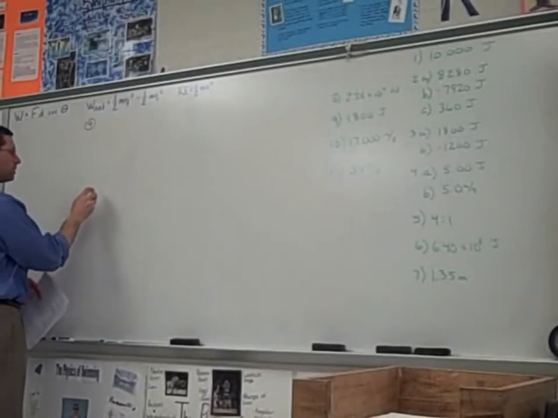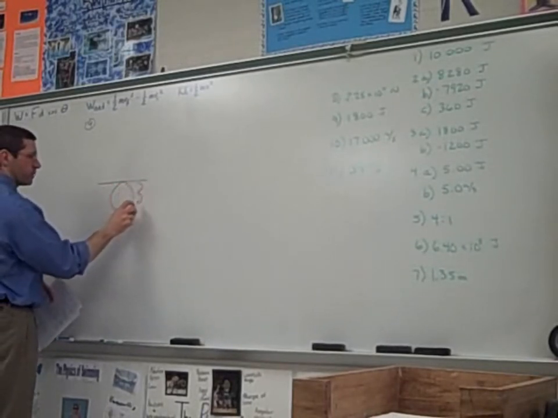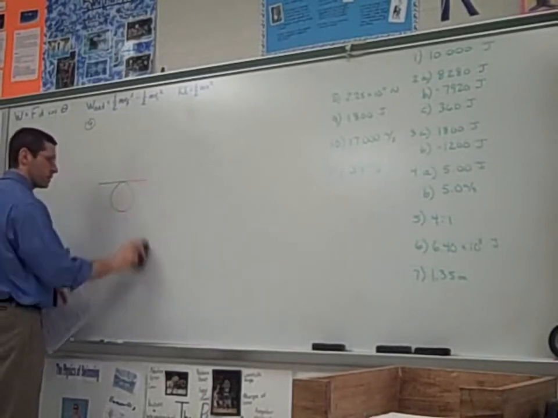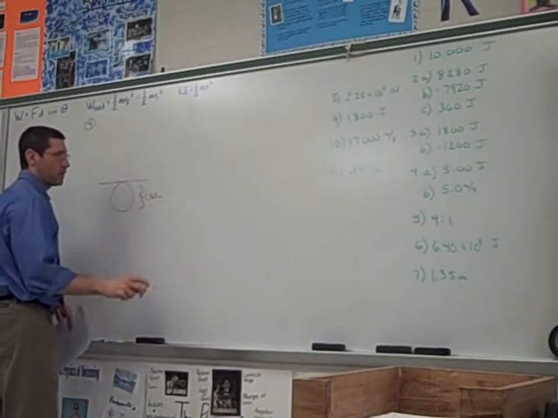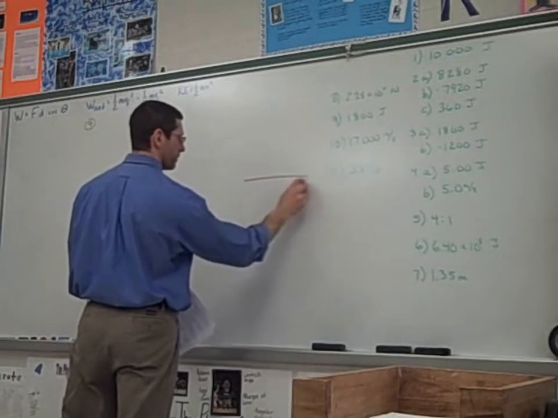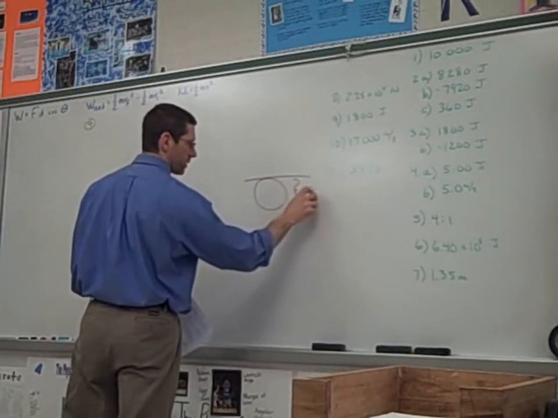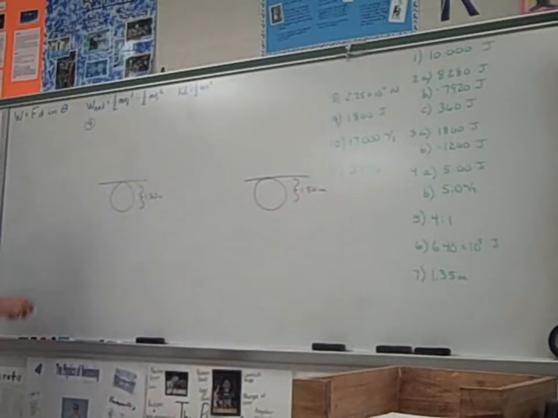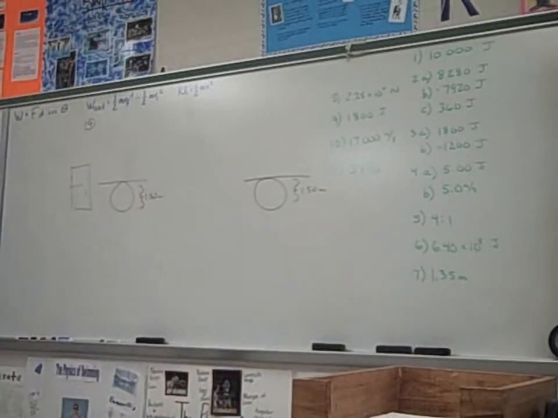In 9, we have a truck that is 1.50 meters off the ground. And we're going to look at two scenarios of moving a refrigerator onto the truck. In the first scenario, which we'll do right here, here's the refrigerator. The movers want to lift the refrigerator up and move it on the truck.